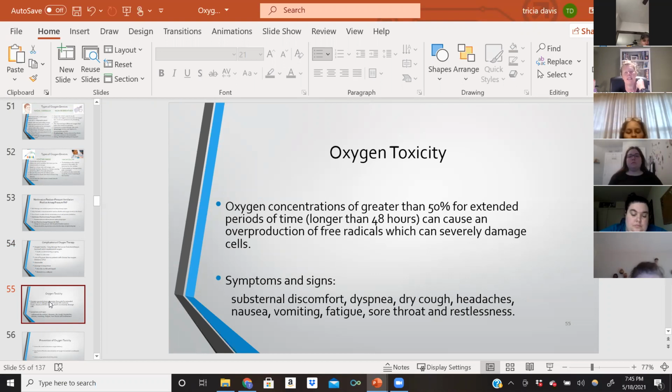So what signs and symptoms would we see? Patients might complain of substernal discomfort. They might get short of breath. They might have a dry cough. They might complain of a headache, nausea, vomiting. They may be extremely fatigued. They might complain of a sore throat, and they may be very restless or anxious.